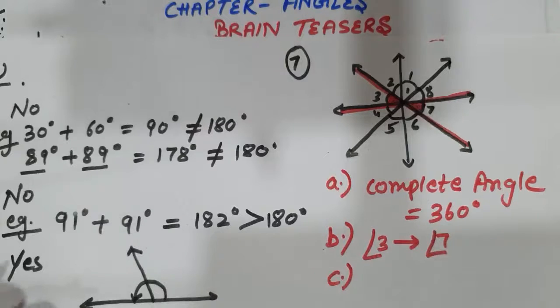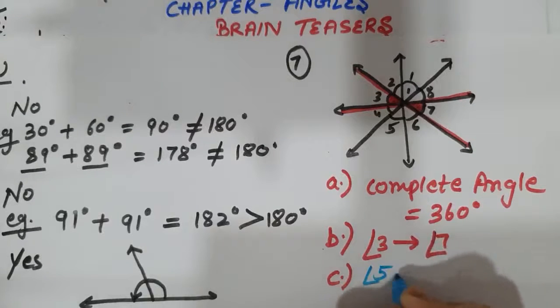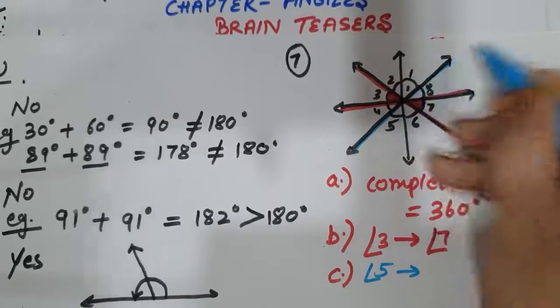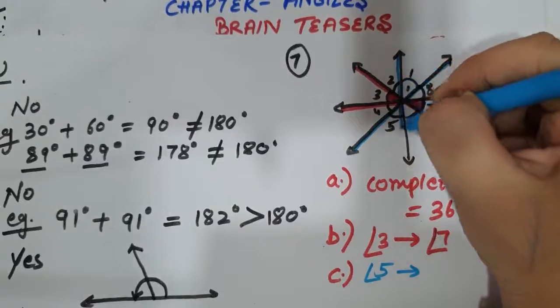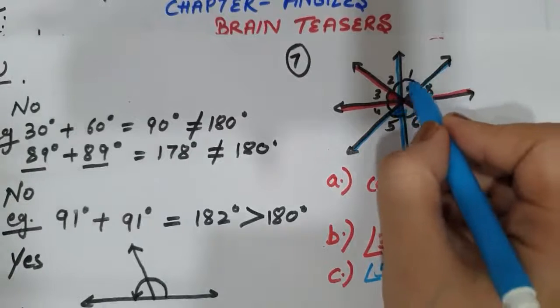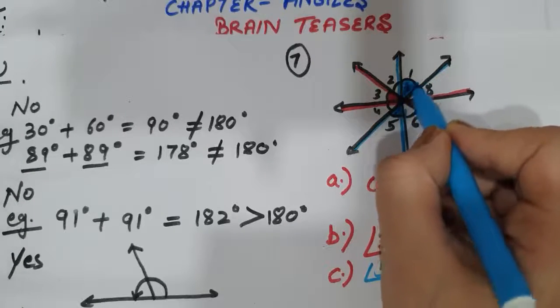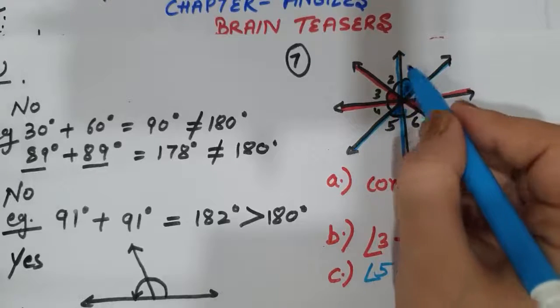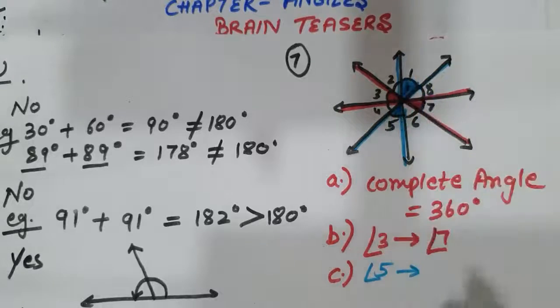Then moving on to the C part, we need to find out the vertically opposite angle of angle 5. Let me highlight the arms of angle 5 also. Angle 5 is formed between these two lines. This is angle 5 and the vertically opposite angle of this is angle 1, which is having a common vertex but no common arm, right opposite to angle 5 between the same two intersecting lines.